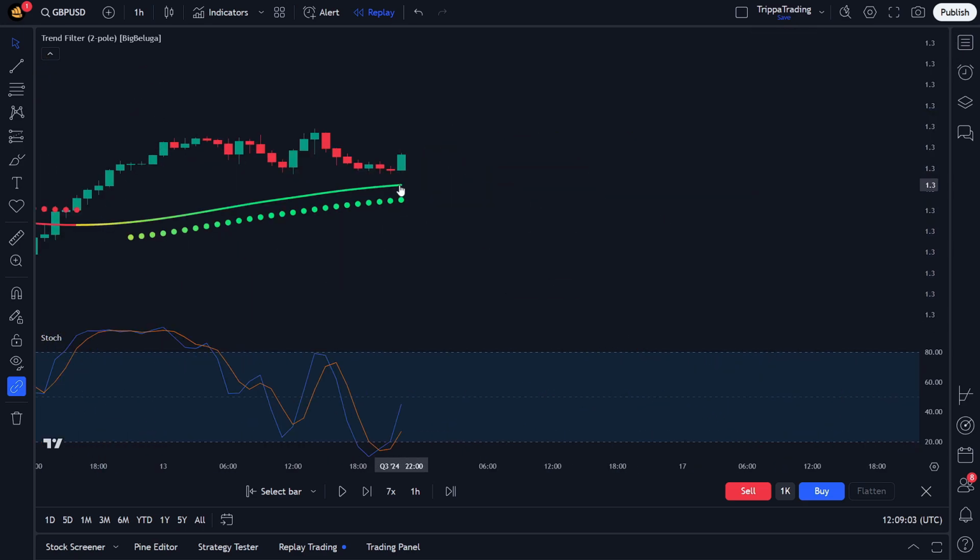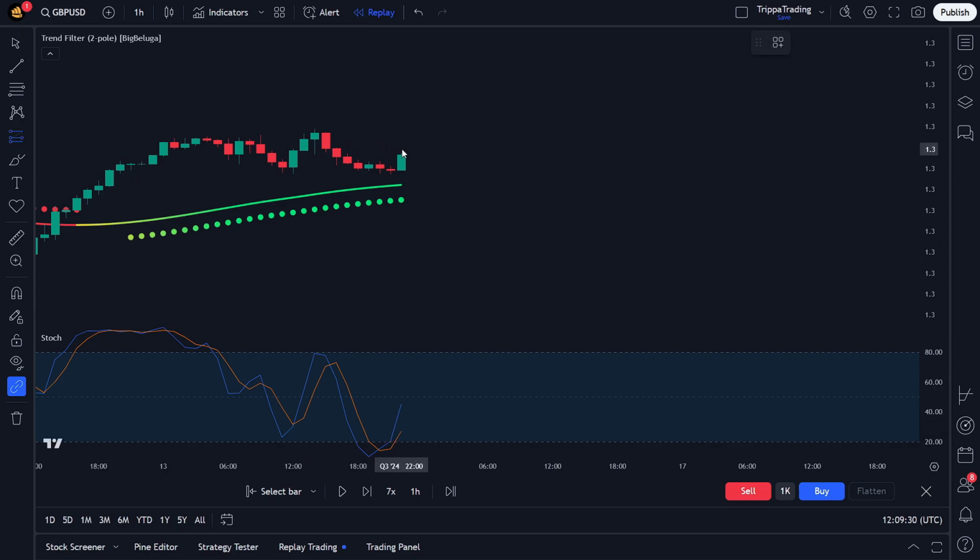Here we can see the trend filter line is green, indicating an uptrend. And if we have a look at the stochastic indicator for a buy signal, we want the stochastic lines to drop below the 20 level, just like it did here. As I shared earlier, this signals oversold conditions. Then, we want the blue K% line to cross above the orange line and close above 20. This confirms a buy signal.